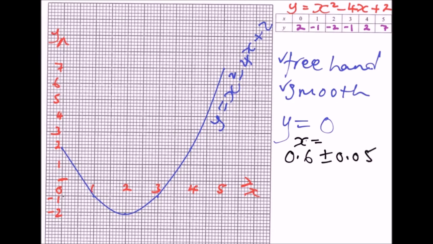Again, the graph cuts the x-axis at around 3.4, 3.35. So we say x is 3.4 plus or minus the allowance of 0.05. So these are the values of x when y is equals to 0. So that's how you do it.